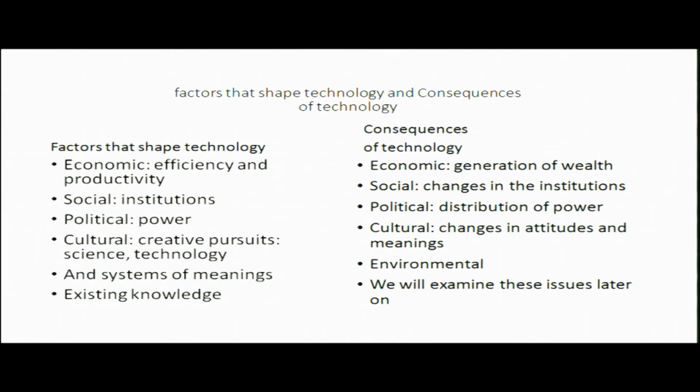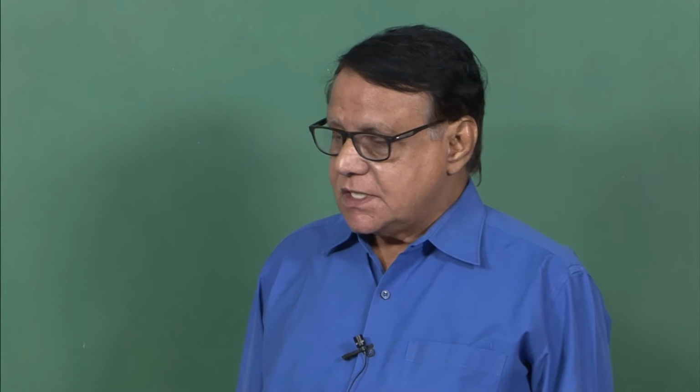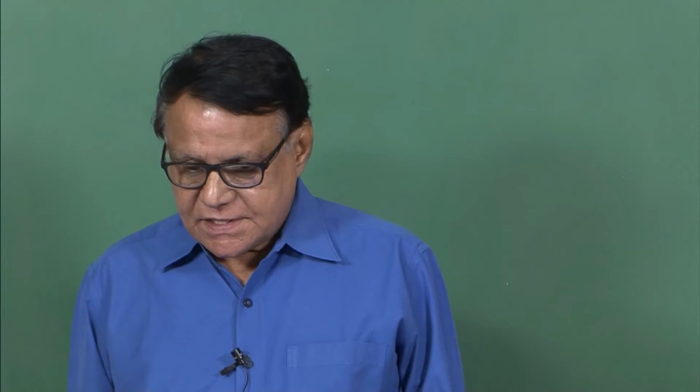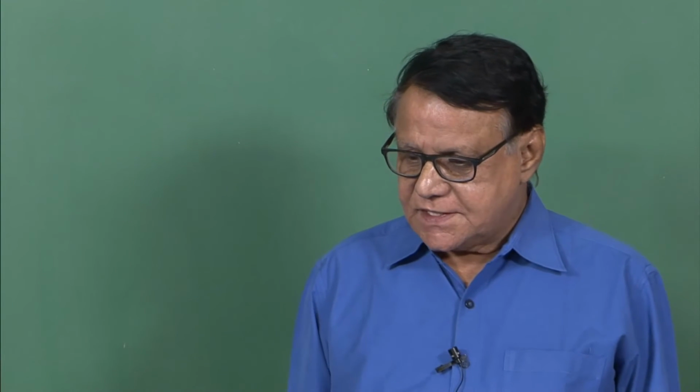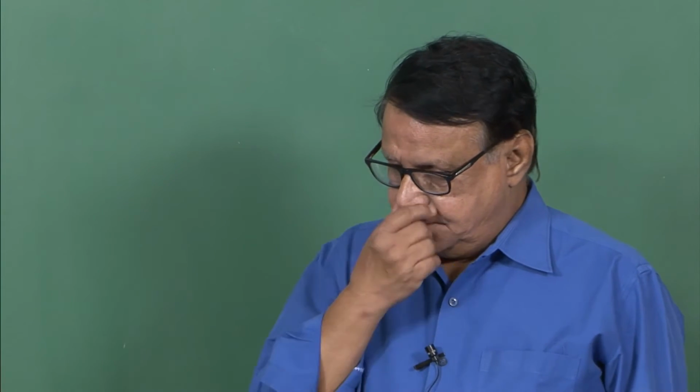So, for example, by using efficient techniques and efficient methods, we generate wealth, and of course the distribution of wealth in society is a political question, how it is distributed. Obviously, the wealth that is generated must be redistributed equitably among different sections of the society. That redistributive justice is a political question that the political institutions have to handle.